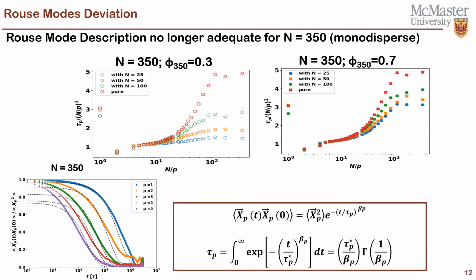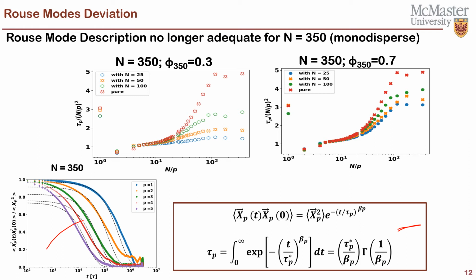But the simple exponential decay that applies to shorter chains no longer applies to chains that have significant topological interactions, as shown in the lower left panel, which is for the n equals 350 chain. Here, the significant topological interactions and excluded volume interactions are responsible for the departure from the exponential relaxation. The relaxation can, however, be described by a stretched exponential, where the beta p in the exponential decay gives a measure of the departure from this exponential relaxation.